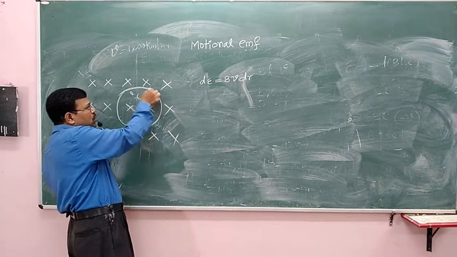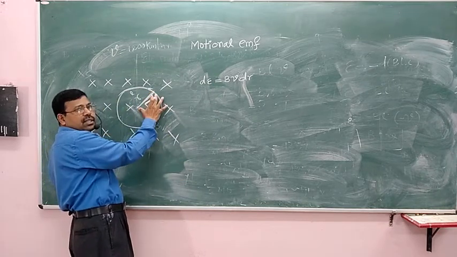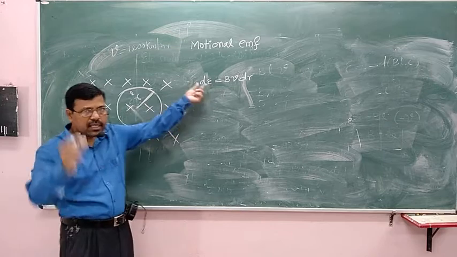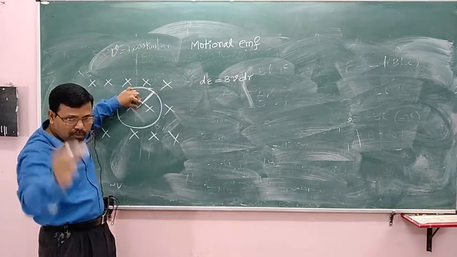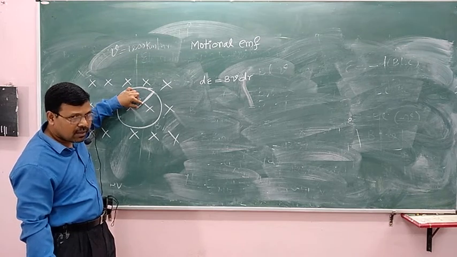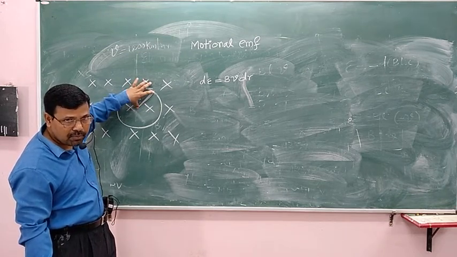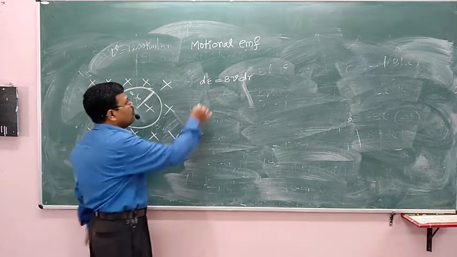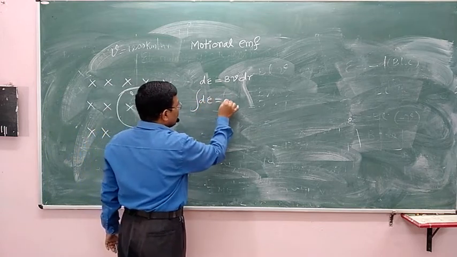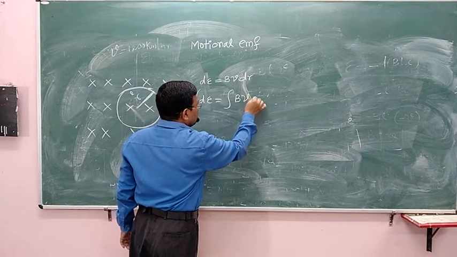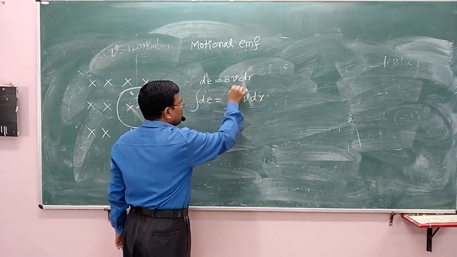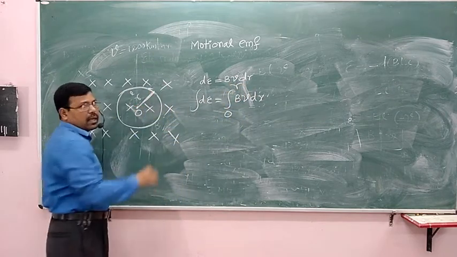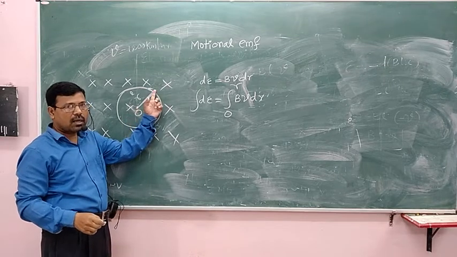Suppose you wish to calculate the total induced EMF in this conductor due to one complete rotation. dE is the small induced EMF in the small length dr. What is the total induced EMF produced in the entire length? For that we need to take integration. E is equal to the integration of B V dr, right from 0 to r.